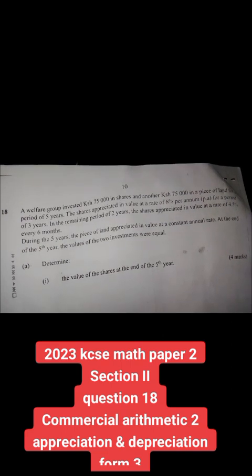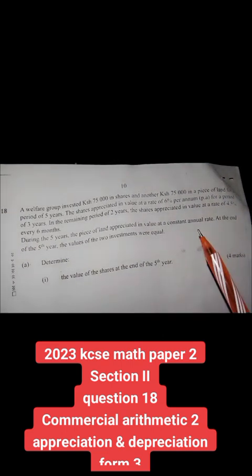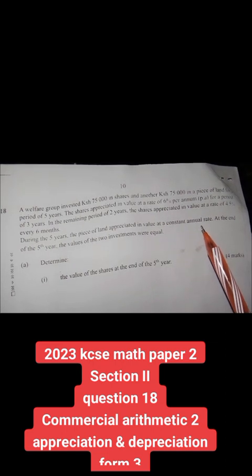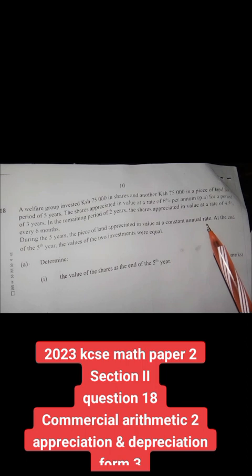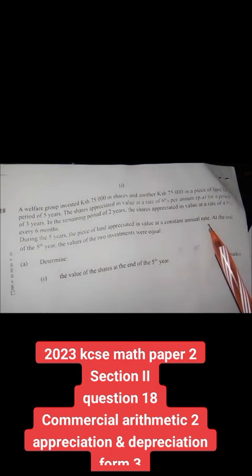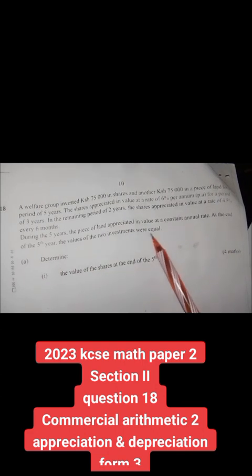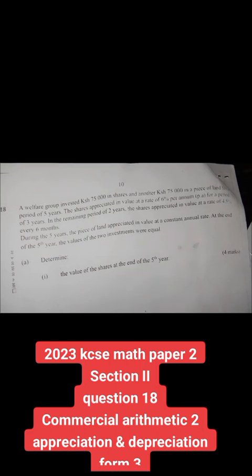The shares appreciated in value at a rate of 6% per annum for a period of 3 years. In the remaining period of 2 years, the shares appreciated in value at the rate of 4.5% for every 6 months. During the 5 years, the piece of land appreciated in value at a constant annual rate. At the end of 5 years, the value of the two investments were equal. We have to determine the value of the shares at the end of the 5 years.